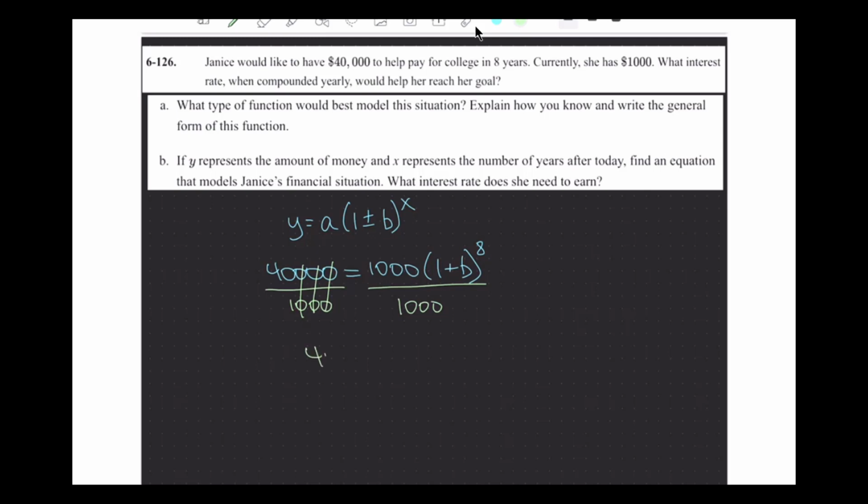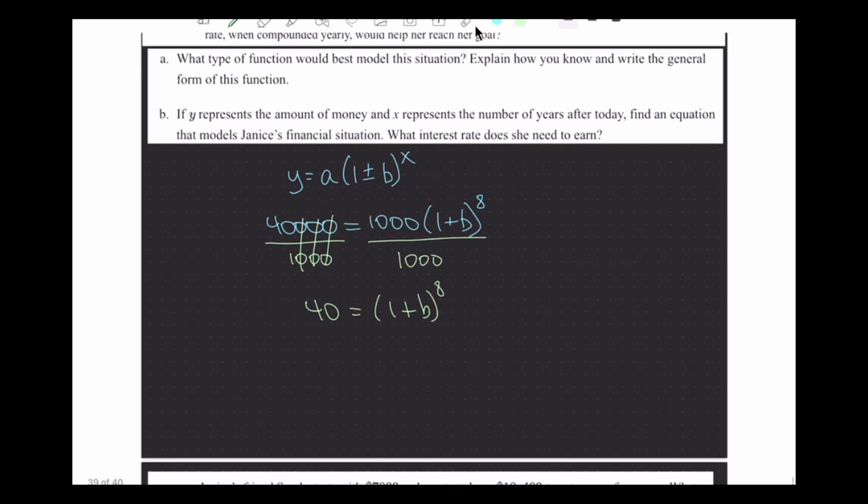Yeah. So 40 equals 1 plus B raised to the 8. I'm having a hard time writing those 8s. What do you think we have to do now? Square root of the 8. Almost like the square root, but we're going to take what root? The 8th root of both sides, right? So the 8th root of 40 equals the 8th root of 1 plus B raised to the 8.